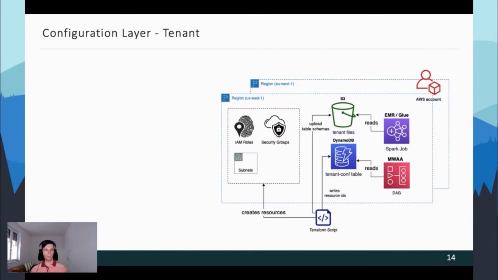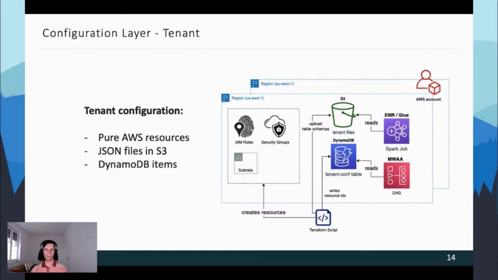From the configuration layer perspective, how does tenancy affect this layer? Let's look at this diagram as well. The configuration layer has two pieces. The first piece is the Terraform scripts that we maintain as a data engineering team. The scripts define all the structure that we need to create in Amazon, and first of all, it creates all the native resources in Amazon.